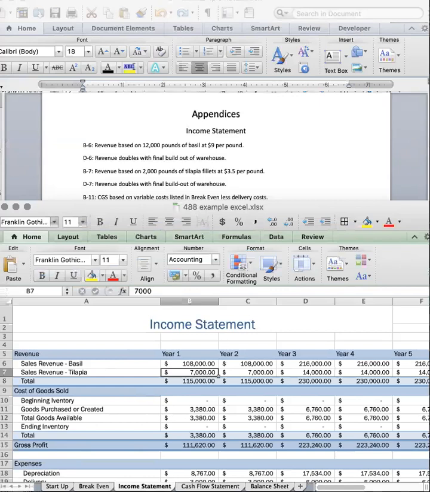He's also shown that he is planning a warehouse expansion in year 3, or column D, thus the increase in revenues on both the tilapia and the basil side. Now, if you have a service revenue to record, this is the place to do it, under the revenue heading.